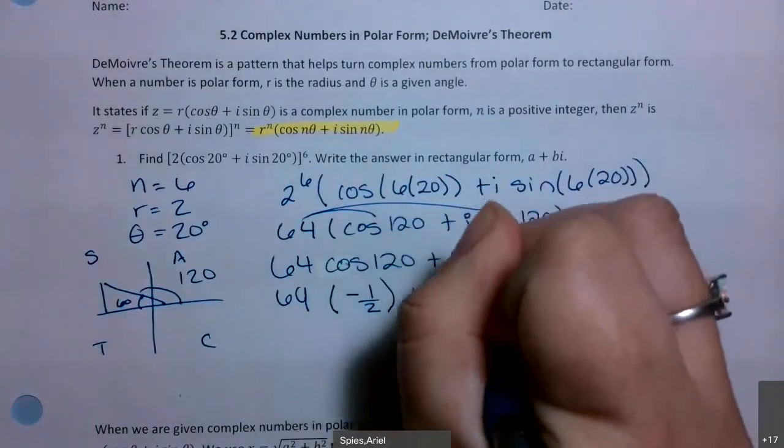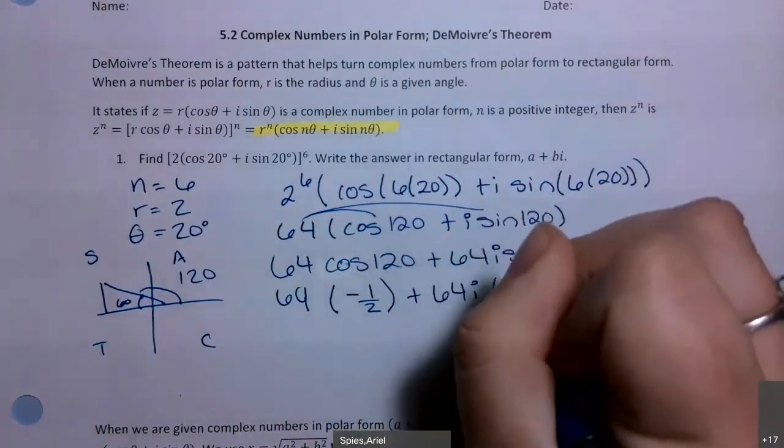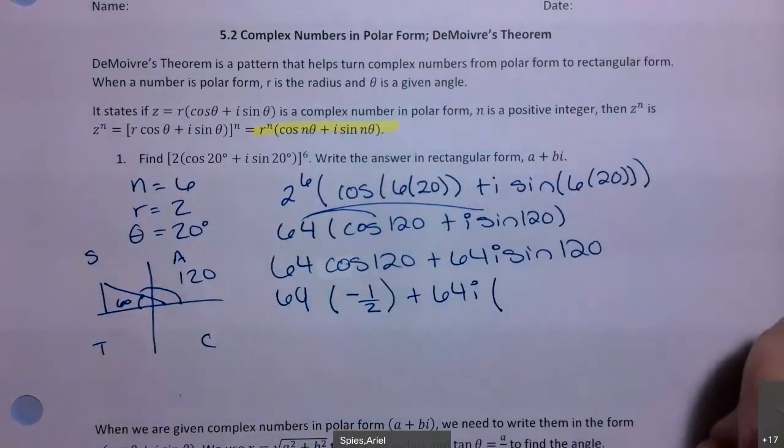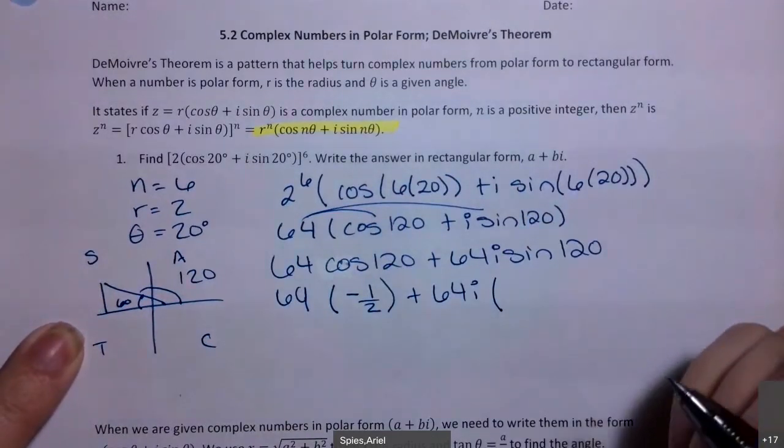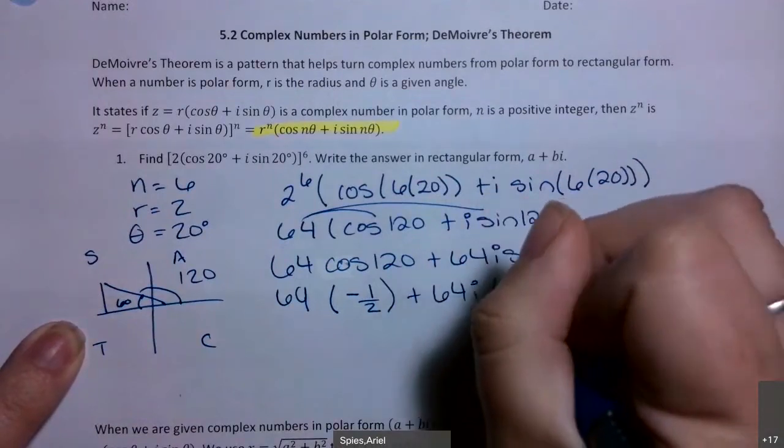Then for this one, I have 64i sine of 60 degrees. This one is going to be positive because sine is positive in the second quadrant. At 60 degrees, it is the square root of 3 over 2.